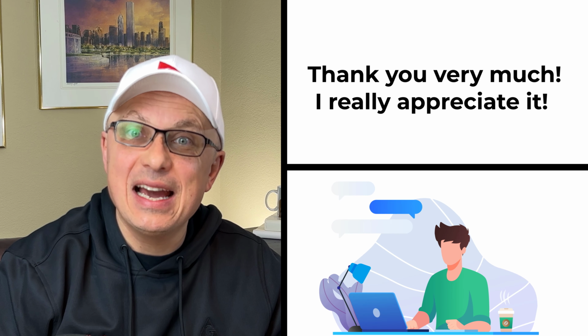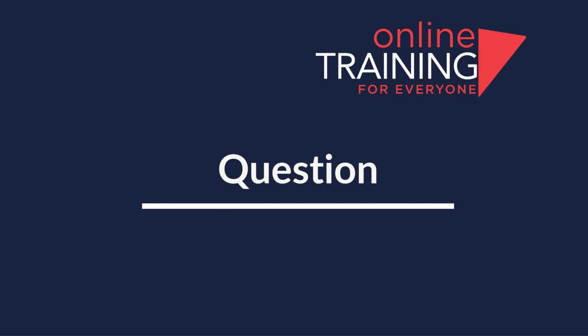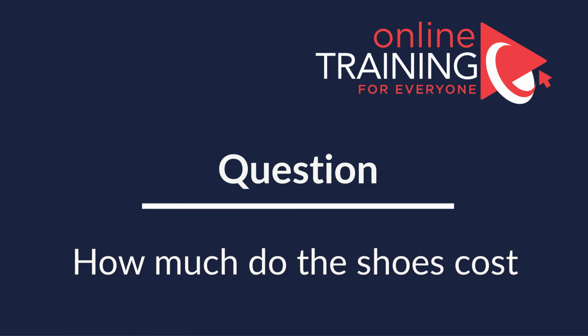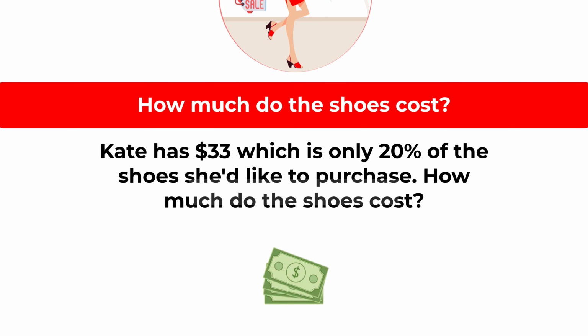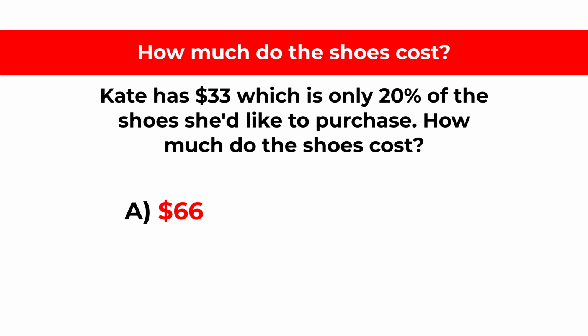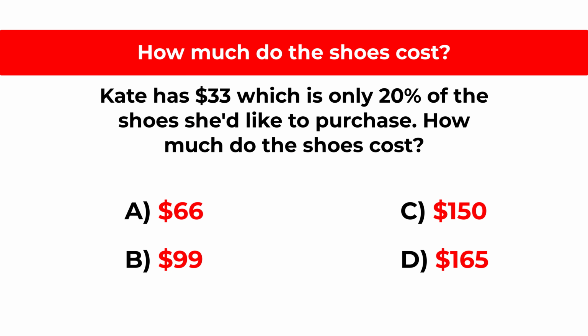And now let's continue and get you ready for the test. Here's the cool question that you frequently get on the test. Kate has $33, which is only 20% of the cost of shoes that she would like to purchase. How much do the shoes cost? And you're presented with 4 different choices. Choice A, $66. Choice B, $99. Choice C, $150. And choice D, $165.